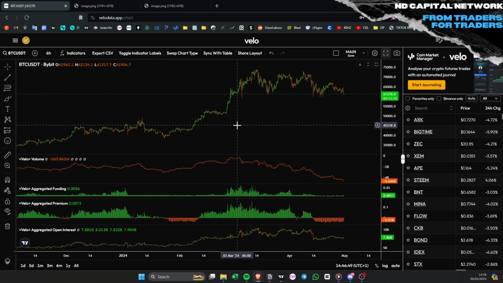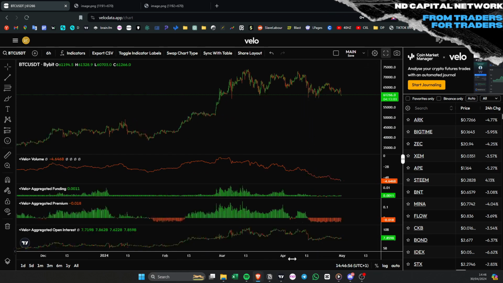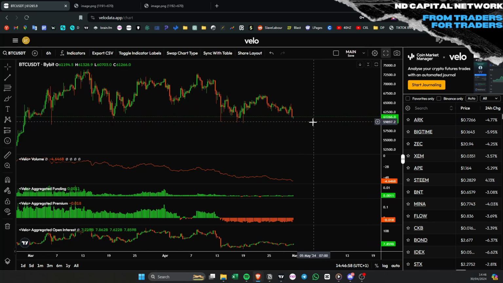So in a bull market, these types of scenarios are not something you want to be bearish on. Yes, we're in a bull market and we're going to continue with the same price action, in my opinion.